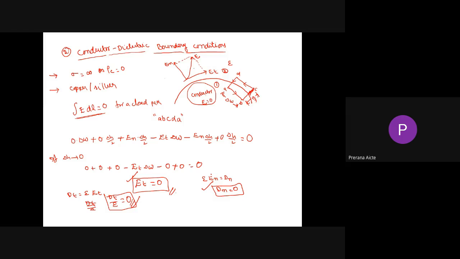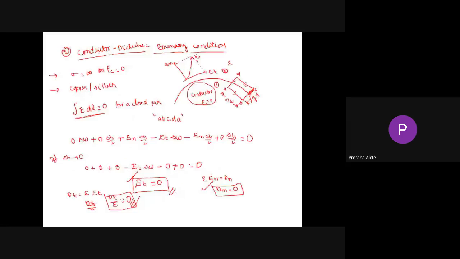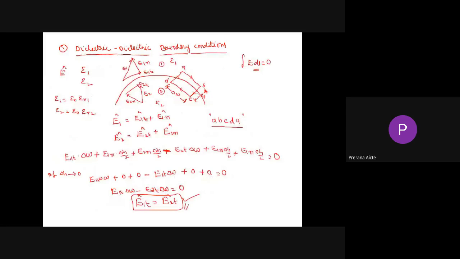Now, in dielectric and dielectric mediums, the electric field intensity of the first medium and the electric field intensity in the second medium, E of 1t, is equal to E of 2t. So the electric field intensity of the first medium and second medium does not change. Whereas the flux density D also does not change, that is enclosed by the path surface.